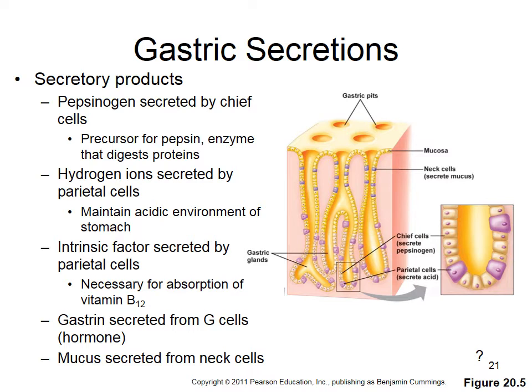Pepsinogen is secreted into the gastric pits, and then once it hits the lumen of the stomach, it's going to be activated by that low pH environment. And then it's going to start to digest your protein. The reason why it's secreted in an inactive form is that you don't want to digest the protein inside those chief cells. It gets activated by hydrogen ions. The hydrogen ions released by the parietal cells help maintain the acidic environment of the stomach, which activates pepsinogen.